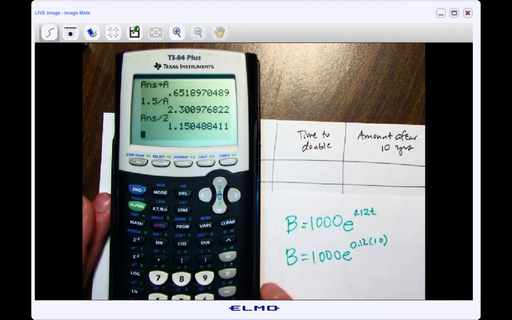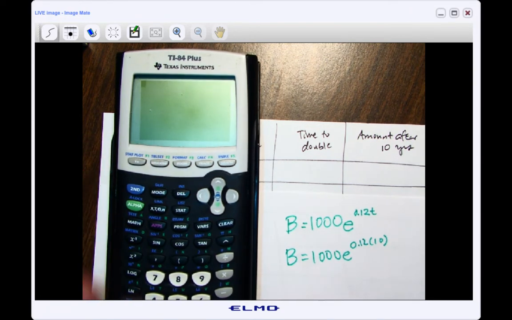So let's take a look. I'm going to type in 1,000. Then I'm going to hit the second button and this little ln where there's an e to the x on top, and you see how it made a space for my exponent already.